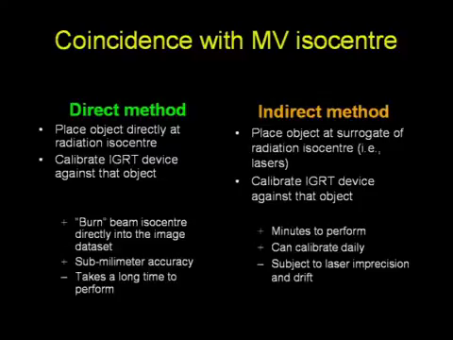Some of the advantages of the direct method is to burn, if you will, the treatment beam isocenter directly into the reconstructed image data set. And also, because one takes a lot of time placing the object directly at the isocenter, it can provide some millimeter accuracy. However, the unfortunate thing about this direct method is that it takes a long time to perform. A seasoned user may take 2 hours of his day just to perform this method.